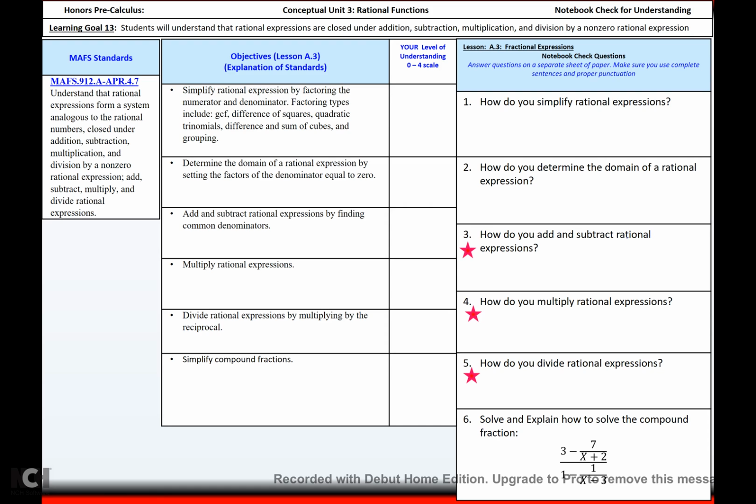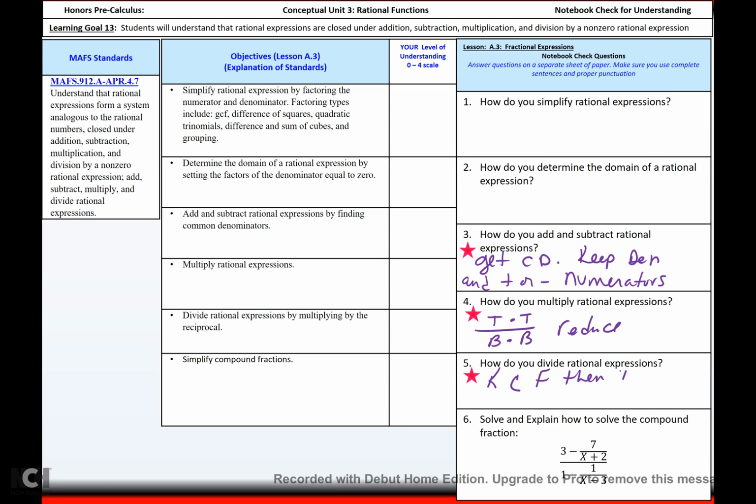So how do you add and subtract rational expressions? Well, you get a common denominator, then you keep the denominator, and add or subtract the numerators. How do you multiply rational expressions? Top times top over bottom times bottom and reduce. How do you divide rational expressions? You keep, change, flip, then top times top over bottom times bottom and reduce. Okay?